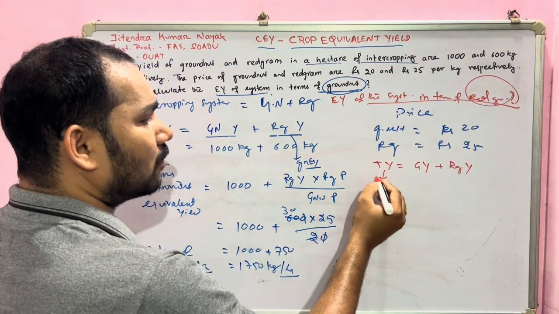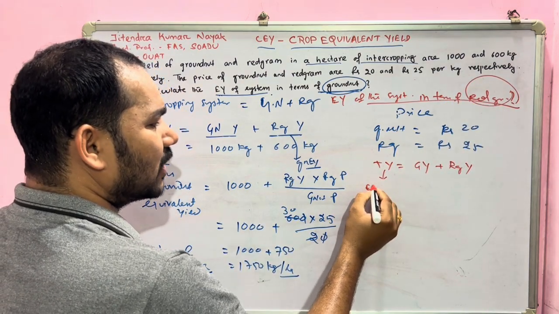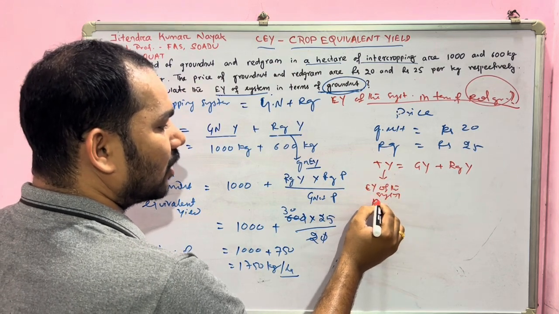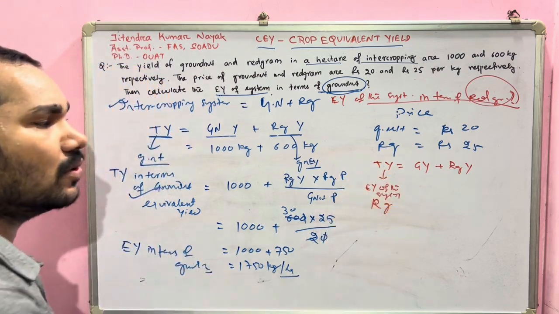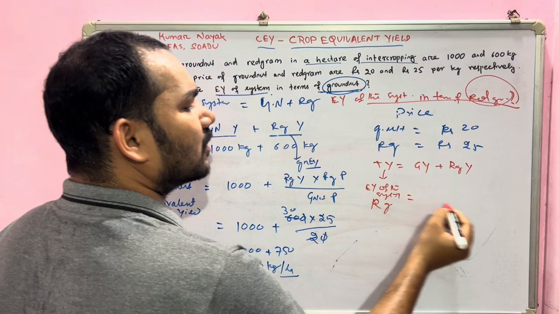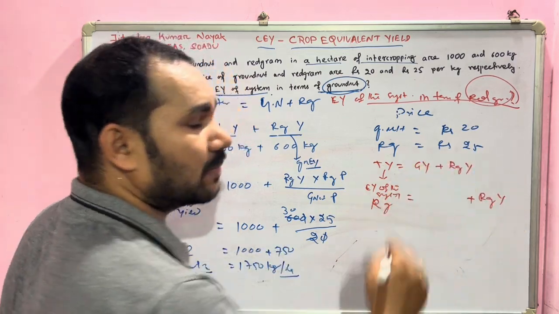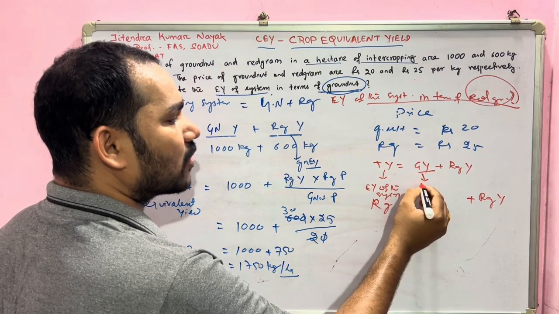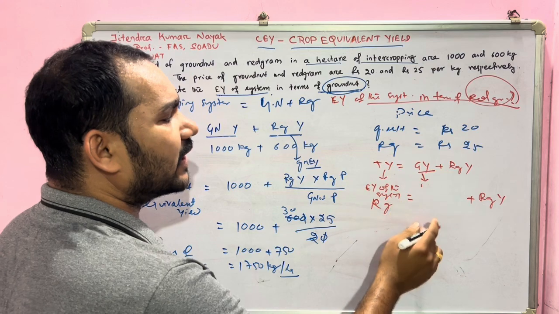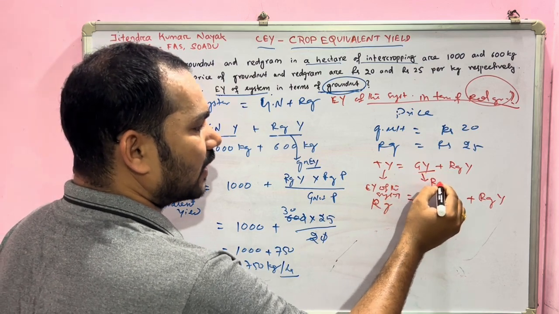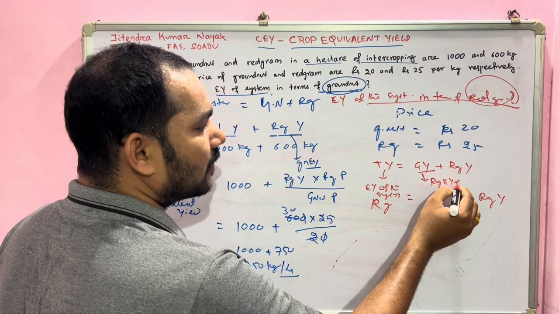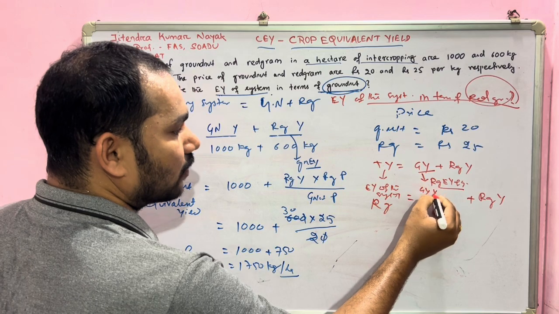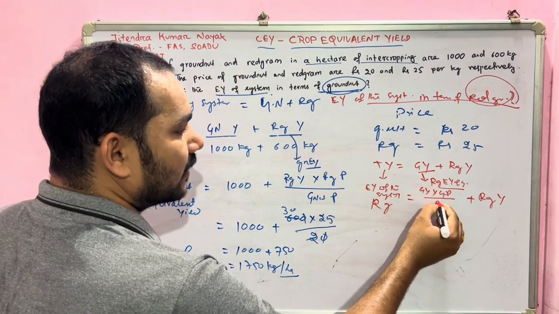That means you want to convert this total yield, the equivalent yield of the system, in terms of red gram. That means you want to convert it into red gram. So which one will remain constant? Sir, red gram yield will remain constant. You will change the groundnut yield into red gram equivalent yield. Okay. So here how will you convert it? Here you have to calculate the red gram equivalent yield of groundnut. So groundnut yield into groundnut price divided by red gram price.